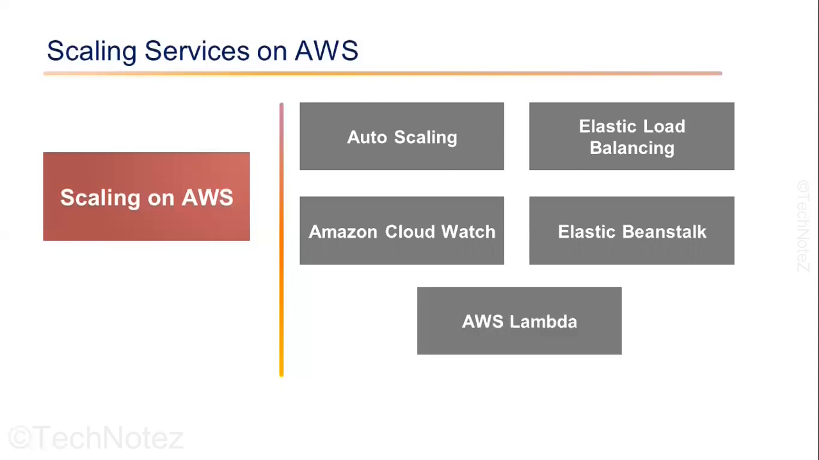AWS Lambda automatically scales to handle the incoming requests. You can use any of these scaling services on AWS to handle the unlimited load for your cloud hosted applications. The scaling service you will use depends on your application architecture and business requirements.